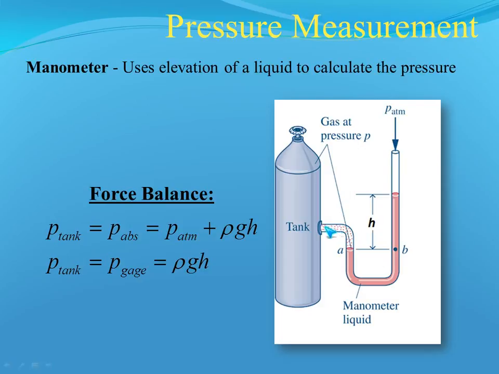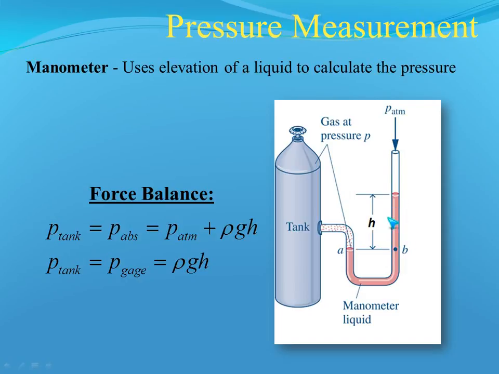Okay, so let's look at some pressure measurement. Here we have a manometer. It uses an elevation of a liquid to calculate the pressure, right? So in this case, let's say we have a tank that's filled with some sort of gas, and it's pressurized gas. Those molecules have a certain amount of force on a cross-sectional area. In this case, if it's a circular pipe, it would be a force on a circular cross-section.